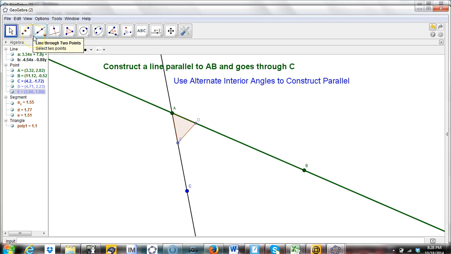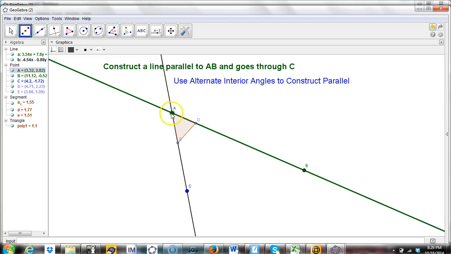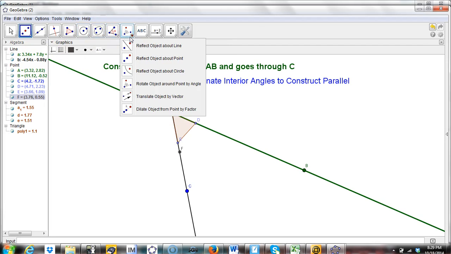And then the center of rotation has to be the same distance between A and C. Therefore, it's got to be the midpoint between A and C. So I'm going to go to my point toolbox, and in there we have a midpoint or center tool. So I'm going to click on that, and I'm going to click on A, and then I'm going to click on C, and that'll actually put the midpoint right between A and C. So that's going to be my center of rotation. So I'm going to go to my transformation toolbox. I'm going to grab my rotate tool.